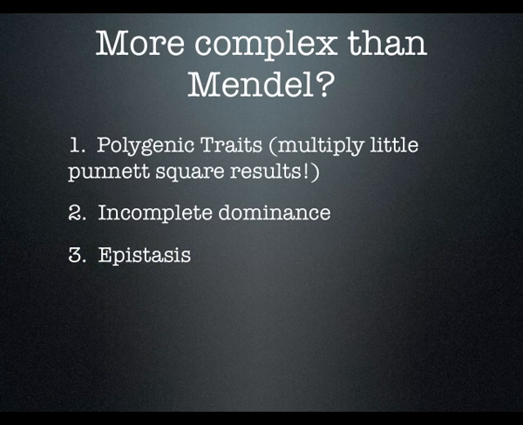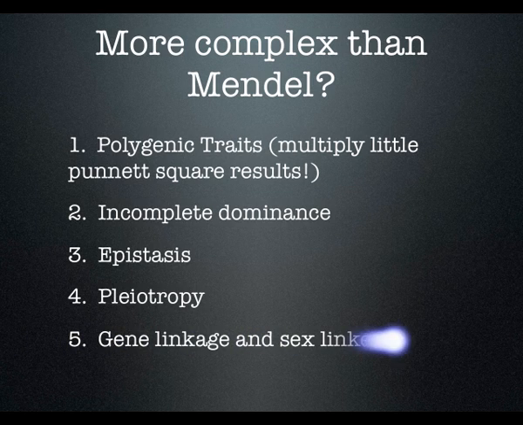Epistasis deals with epigenetic pathways, basically that changing one gene changes the expression of other genes in the DNA. You'll need to know epistasis. Pleiotropy is one gene that controls multiple phenotypes. We talked a little bit about gene linkage and sex-linked traits and how their inheritance pattern is different.